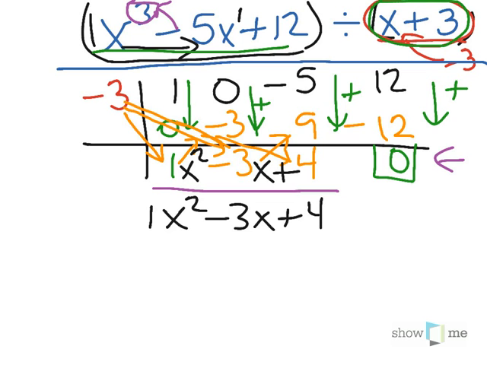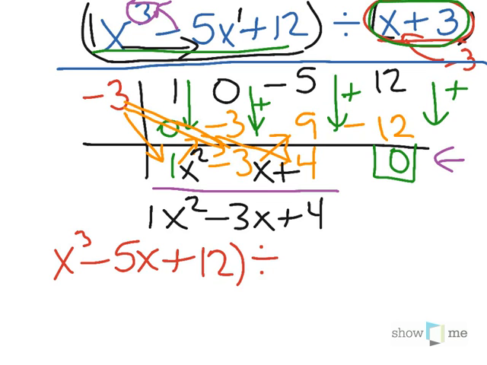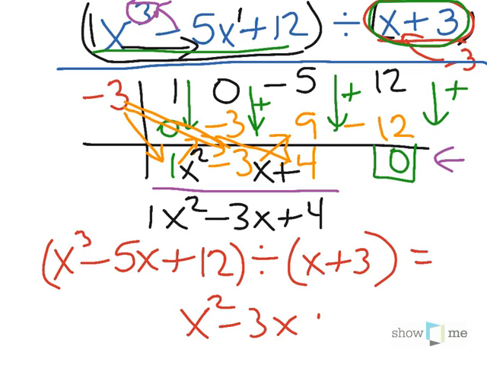And you might be saying, okay, I've got the process down, but what does this all mean? Remember our original problem. Okay, let's go back to the very original thing we had. X cubed minus 5x plus 12 divided by x plus 3. So I took one polynomial divided by a smaller polynomial, and the answer to that, surprise, surprise, is a polynomial. X squared minus 3x plus 4.